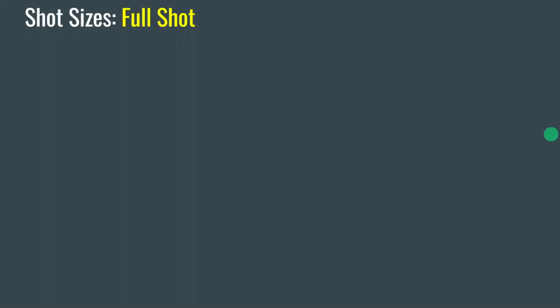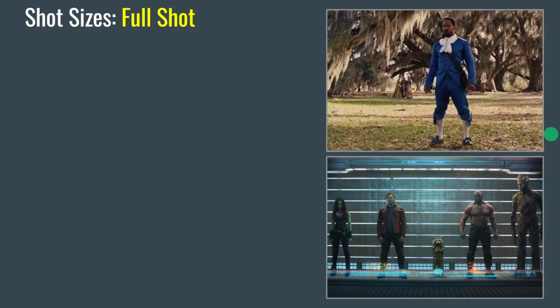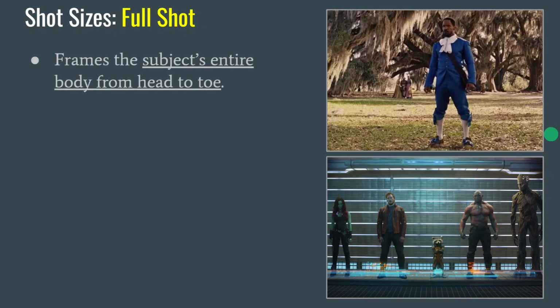Next up is the full shot. So as you can tell with the theme so far is that we're gradually getting closer to a subject. So we started with a wide shot, and now we're doing a full shot. The full shot is a little bit closer. It shows the subject's entire body from head to toe. So it's not the same as a wide shot.